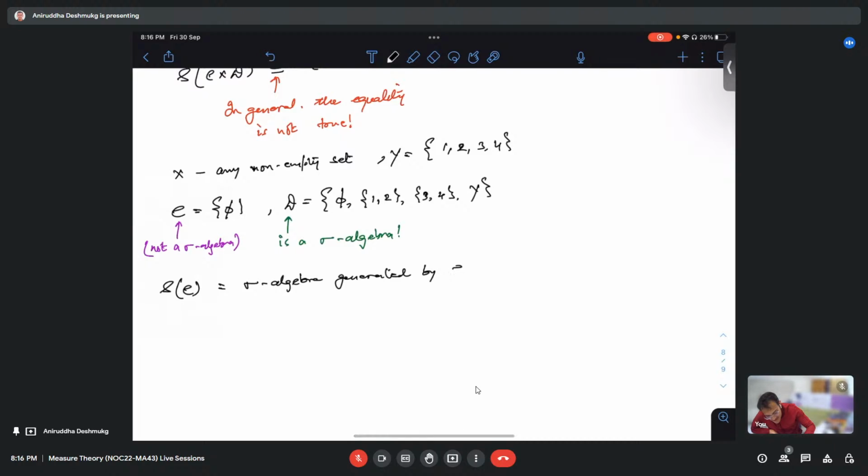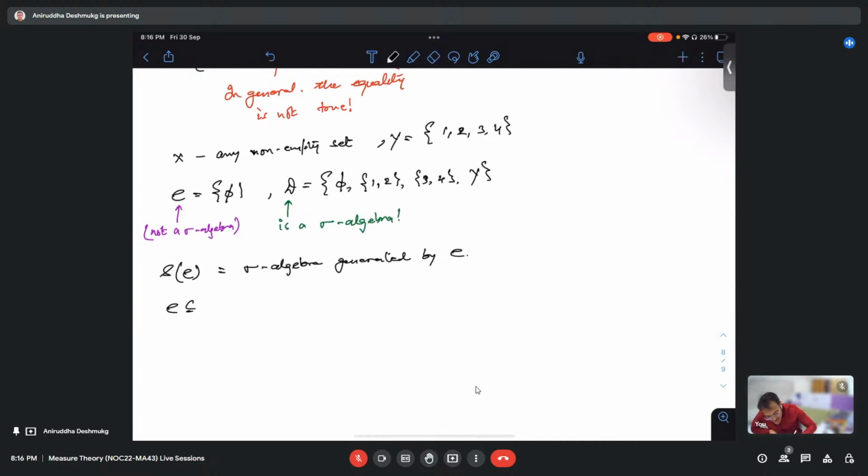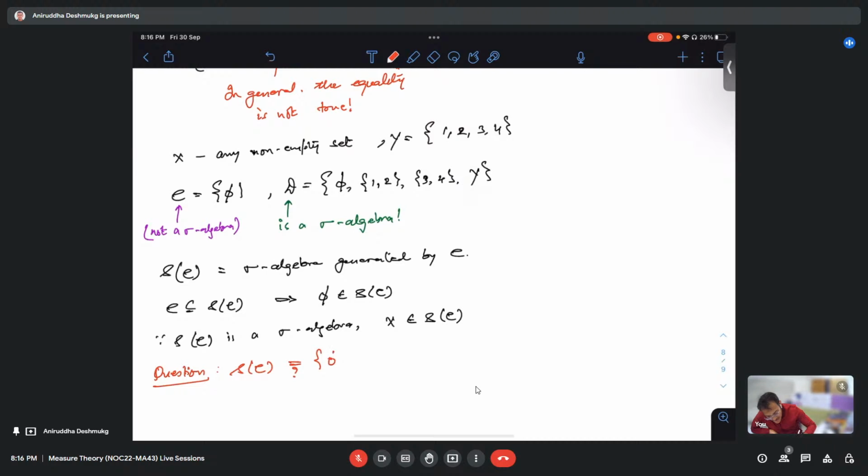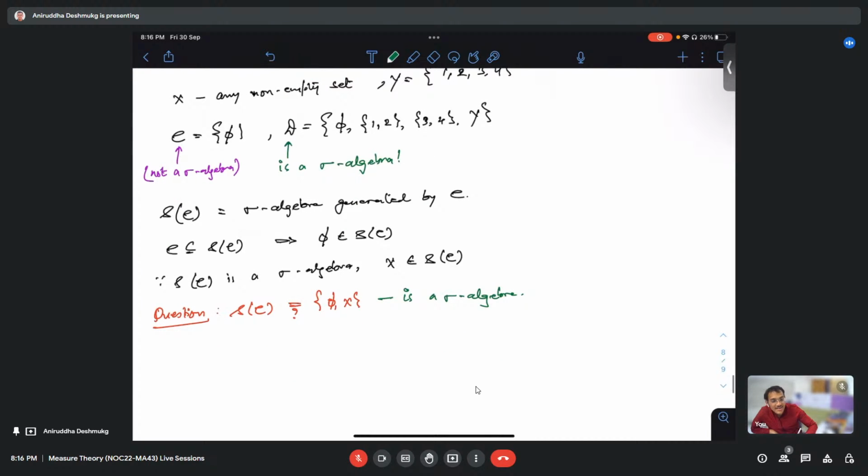generated by C. So first of all, notice that C must be inside S of C, which means the empty set is inside S of C. Now, since S of C is a sigma algebra, we want that X must be inside S of C. So the question is whether S of C is just two sets, whether this is equal to the empty set and X. This is indeed a sigma algebra. That is not a problem. We have already seen this. It is a sigma algebra and it contains C.